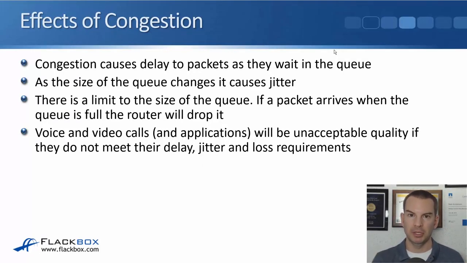Whenever you've got packets being queued up, that is congestion. And this causes delay to the packets as they wait in the queue. Also, as the size of the queue changes, it causes jitter. If the queue is large, it's going to take packets longer to get to the front of the queue. And when the queue is short, it's going to take less time. So having packets in the queue and a variable size of the queue is going to cause the jitter to go up and down as well.